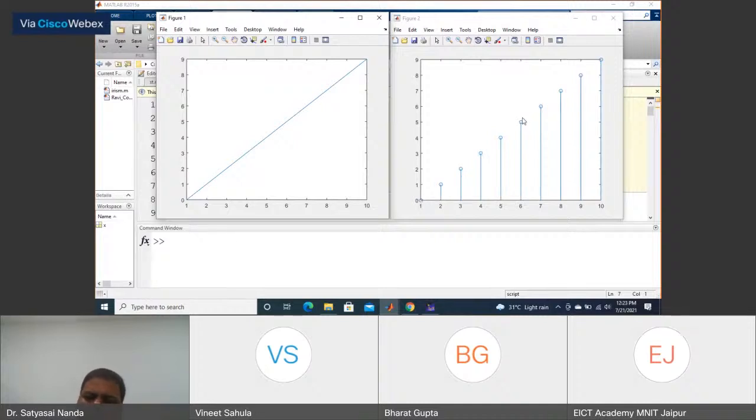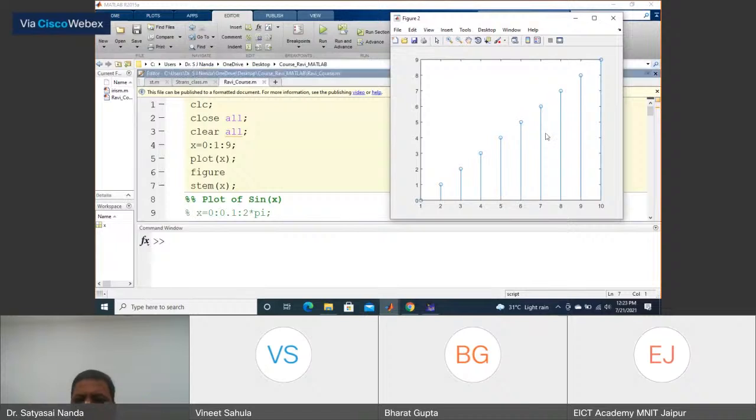Both are the same graph, but the left side is obtained using the word plot and the right side is obtained using the word stem. So the left side is a continuous plot, the right side is a discrete plot. This is the difference between the commands plot and stem in MATLAB. You can plot any linear vector like this.